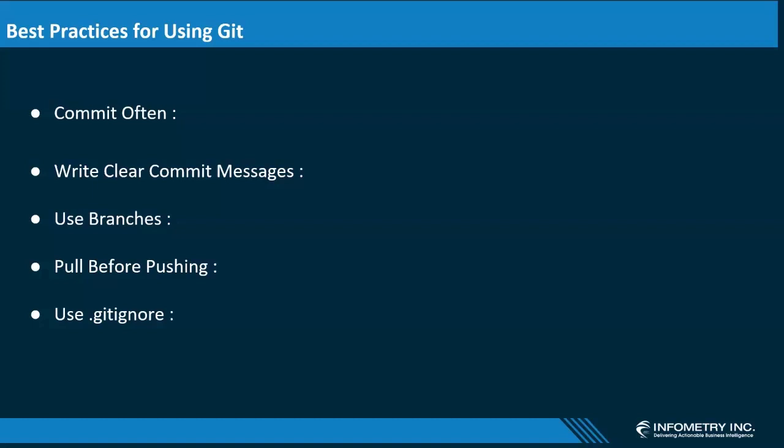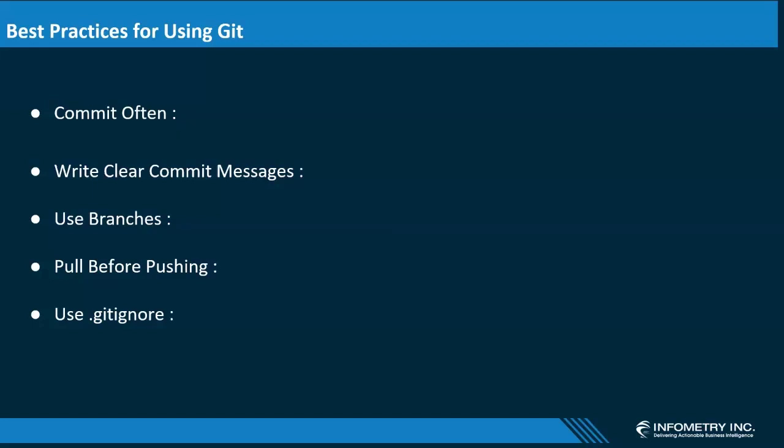Pull before pushing. Why is it important? If other developers have made changes to the remote repository, pulling before pushing your own changes ensures that you are working with the most up-to-date code. The best practice is that before you push your changes to the remote repository, always run git pull to merge the latest changes from the remote into your local branch. This prevents conflicts and keeps everyone in sync.